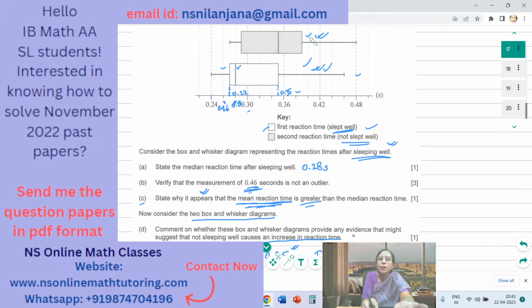We are seeing that when the adults are not sleeping well, this is the median, which is 0.35 seconds. That means 50% of the adults' reaction times are below 0.35 seconds when they are not having a night's sleep. Whereas for 75%, because this is Q3, 75% of the adults' reaction times are below 0.35 seconds. Okay?